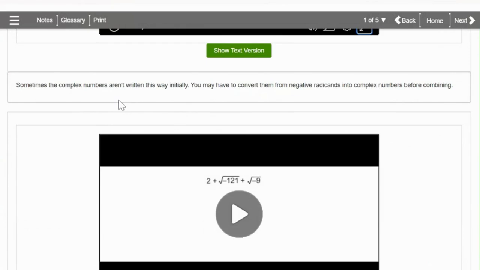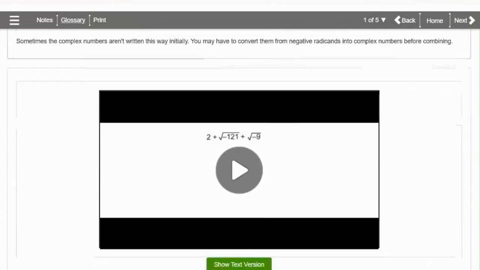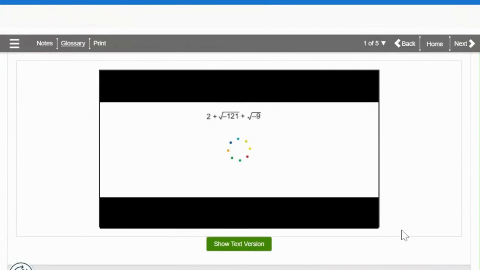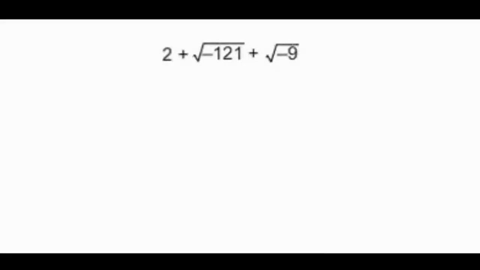Sometimes the complex numbers aren't written this way initially. You may want to convert them from negative radicands into complex numbers for combining. So let's look at this one. This one has another step we need to do first because it looks a little confusing before we add these together. So let's try this. A lot of students would see this expression and want to add negative 121 and negative 9 right away. But remember, radicals must be simplified into like terms before they may be added or subtracted.